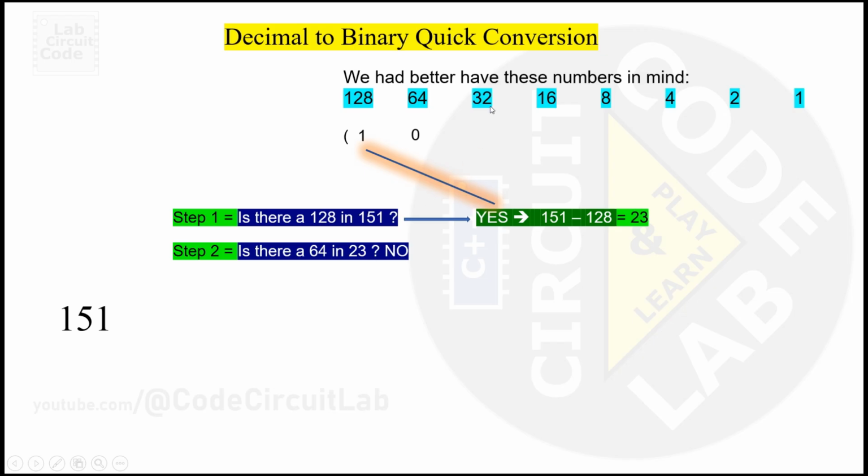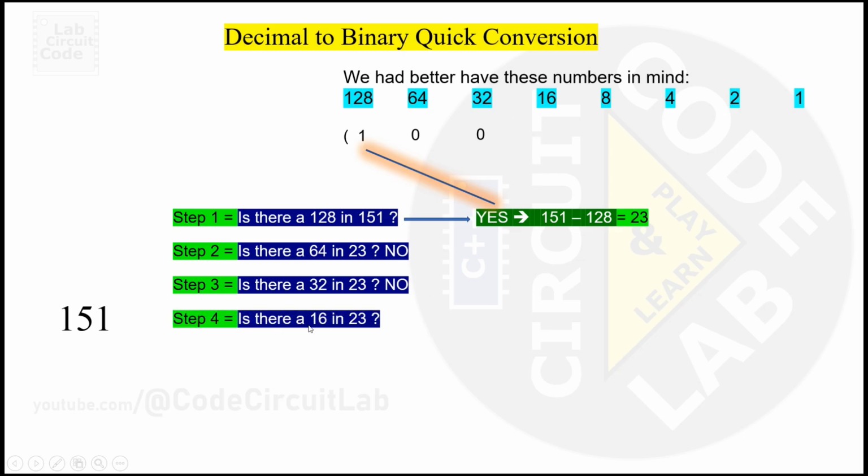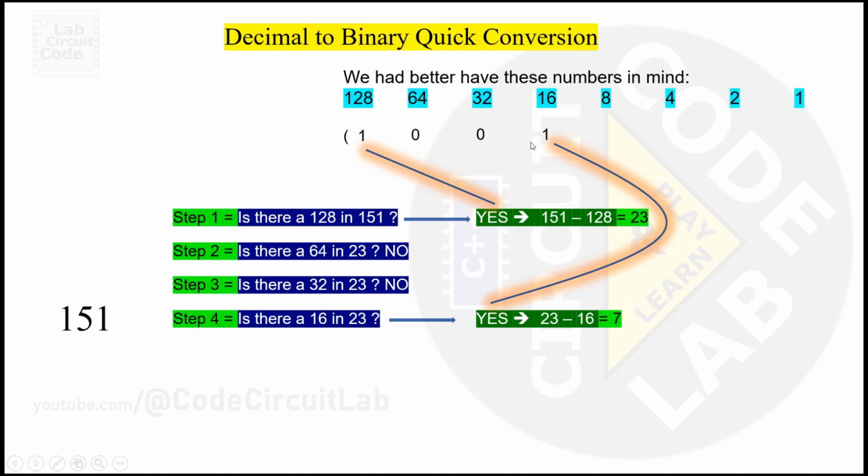Then we jump to the next number, which is 32. Step 3. Is there a 32 in 23? The answer is no. Again, we add a 0 under 32 and we jump to the next number, which is 16. Is there a 16 in 23? The answer is yes. So we subtract 16 from 23 and we get to 7. We also add a 1 under 16. Alright? Now we're left with 7.